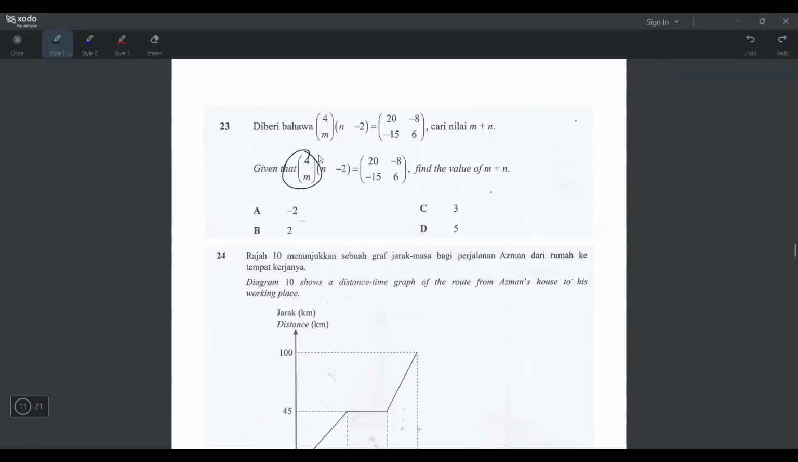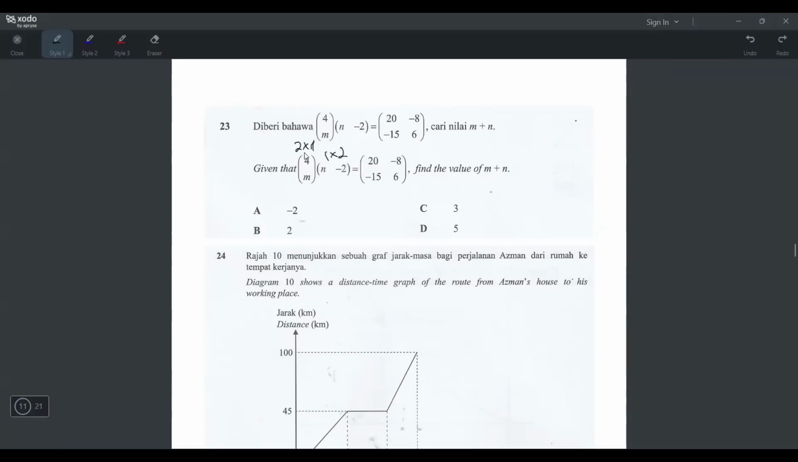Okay, macam mana nak ambil matrix darab matrix? If you want to take matrix times matrix, you need to check the order. You need to write down the order of the matrix. What is order? Order means you write down how many rows, how many columns. So this matrix has 2 rows, 1 column. Okay? Row means like yang macam ni. 2 rows. And how many columns? 1 column. Okay, what about this matrix? How many rows? 1 row only. And how many columns? 2 columns. So this is 1 times 2.